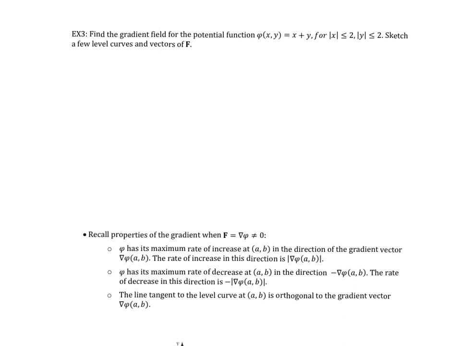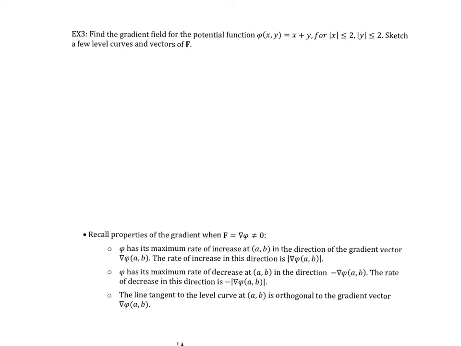We'll do another example. Example 3, we want to find the gradient field for this potential function, which is just x plus y. Here we're only concerned with absolute value of x less than or equal to 2, absolute value of y less than or equal to 2. So when we sketch a few of the level curves and the vectors of the gradient field, we're only going to go from negative 2 to positive 2 on the x and the y axis.